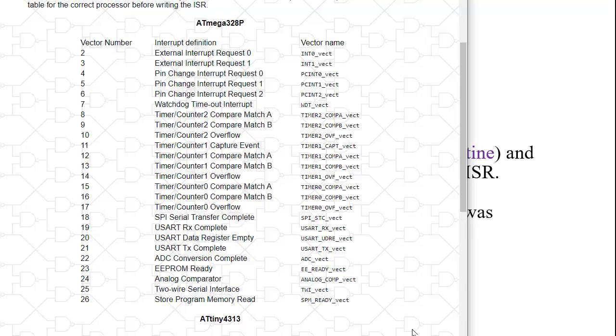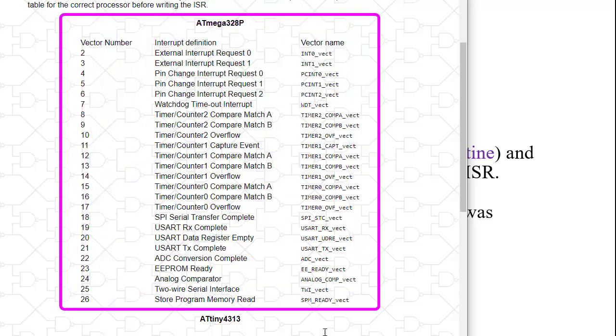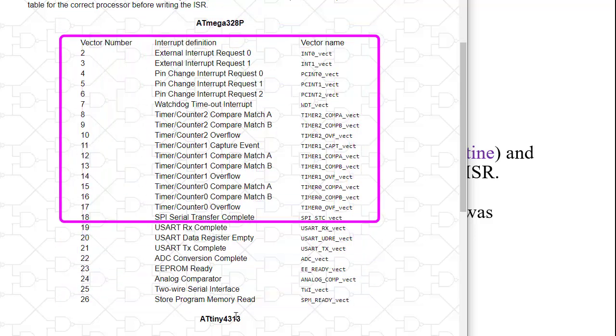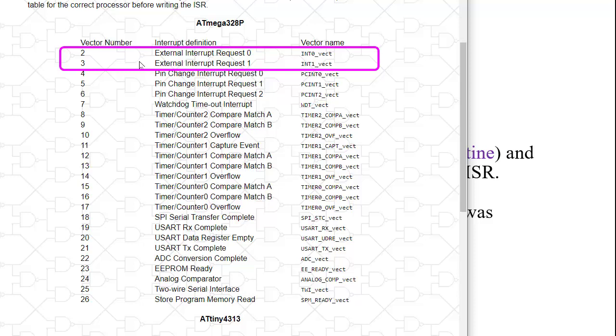There are so many interrupts in different types of microcontroller. Here I will use Atmega 328P. There is an AVR group of microcontroller. So see here, a number of interrupts are there. Two are external interrupts and all others are interrupts generated internally by using different operations. These external interrupts are external interrupt 0 and external interrupt 1. They are defined as int0 underscore vect and int1 underscore vect.